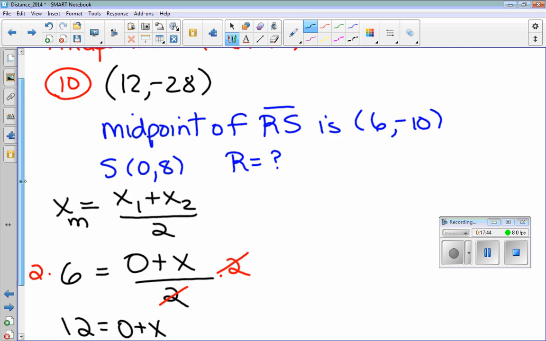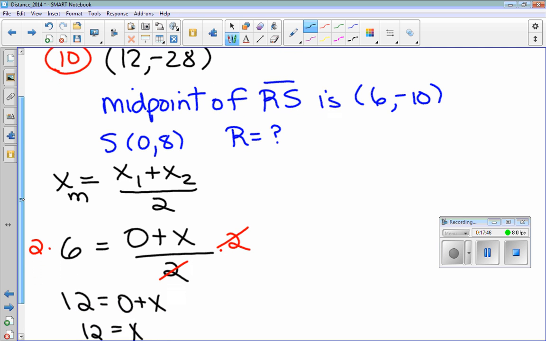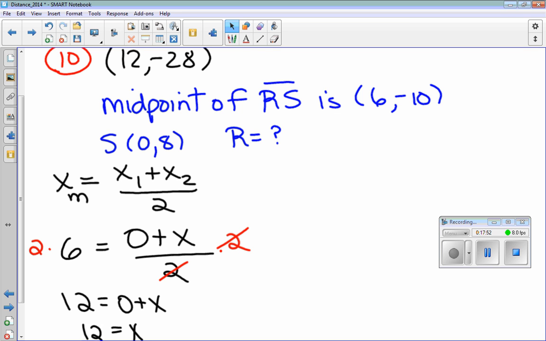Okay? Now I have to do the same thing, but now for y. So I'm going to go ahead and pause the recording, and I want you, those of you who didn't get it right the first time, to go ahead and find the y-coordinate of our other endpoint here. We should have gotten the y-coordinate as well.